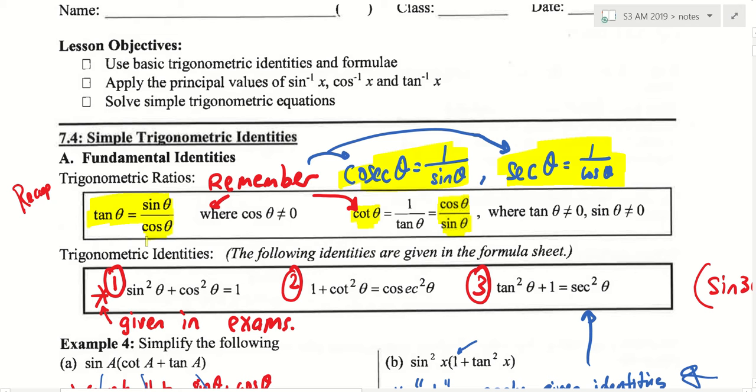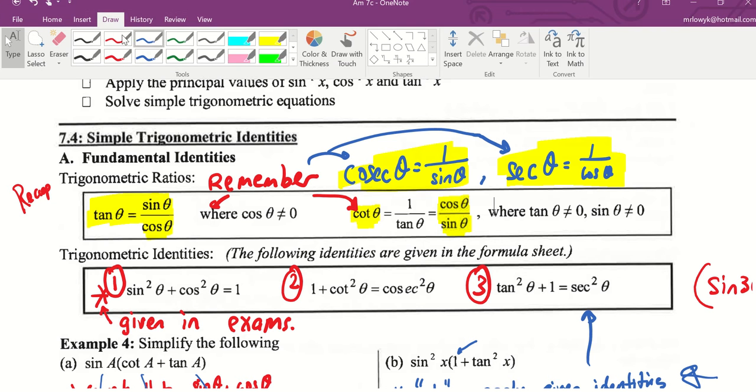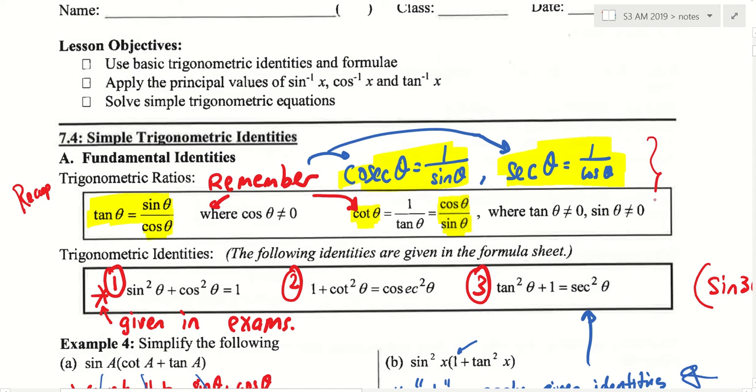But can you first copy these two down and write down this one must remember. Remember means it is not given in exam. So this is not given. So in red color, not given in exam.